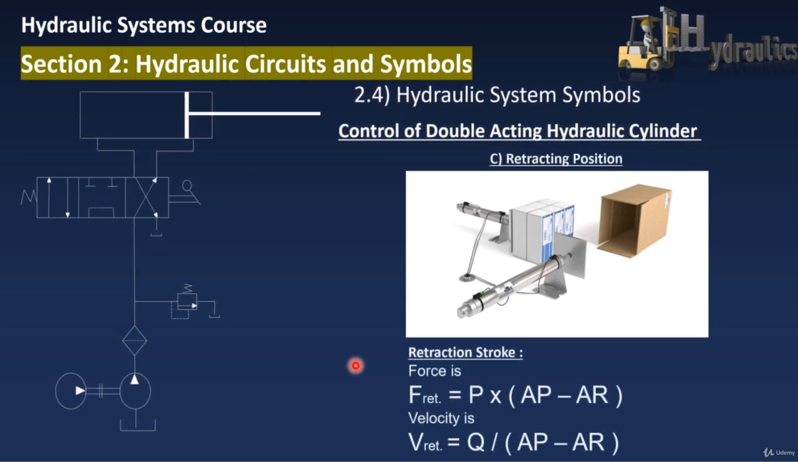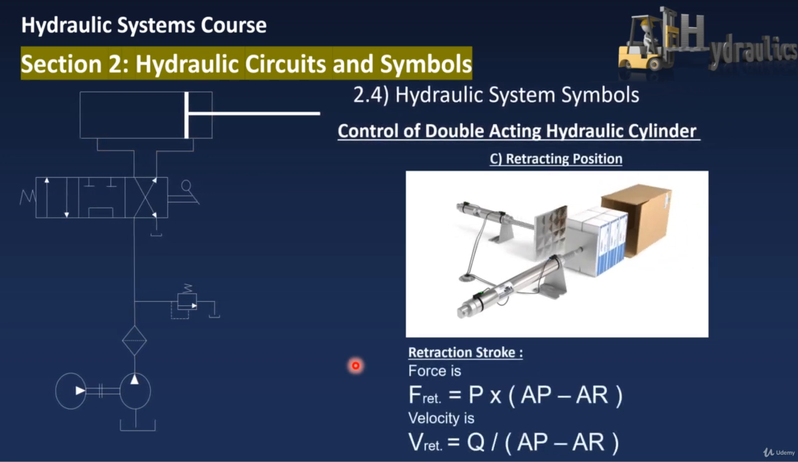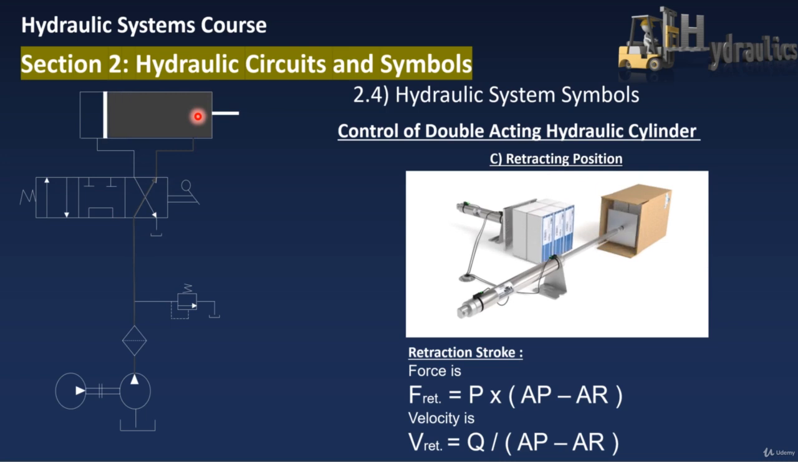If you go to the third position, which is the retraction mode, or retracting position, the pump will give the oil flow going to the third position and pushing the piston in retract mode, and the remaining fluid will be drained through port A to the tank.